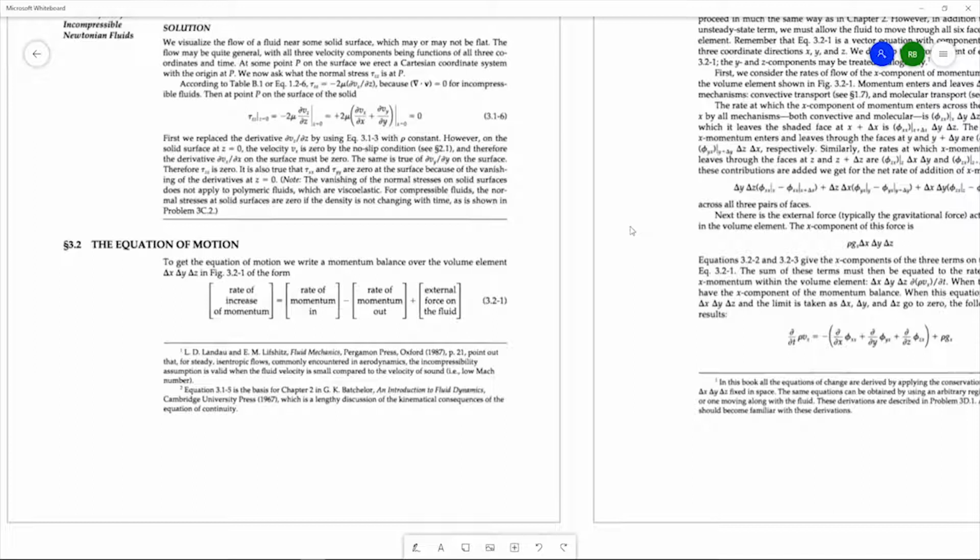This is very similar to the momentum shell balance of the previous chapter. The only difference is that we are going to take into account the accumulation term as well. Earlier we did this balance only: rate of momentum in minus out plus external force equals 0. Earlier we assumed that there was no accumulation, so this was assumed as 0.